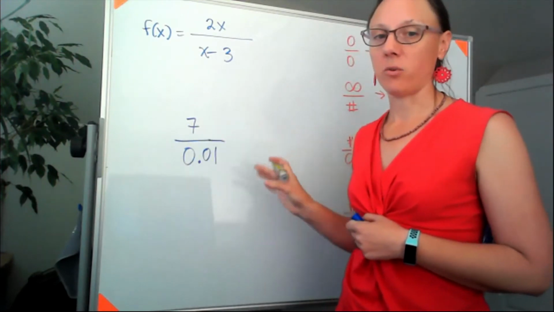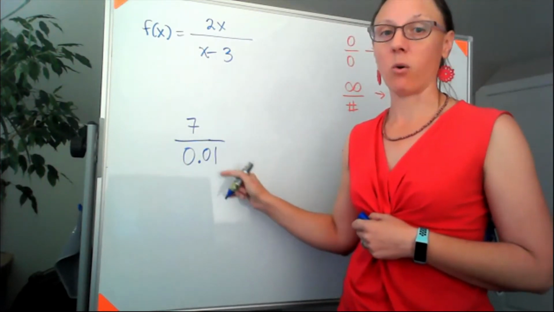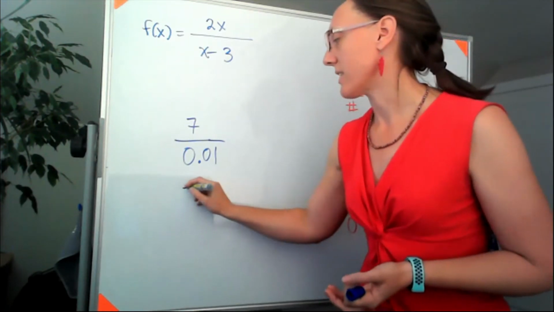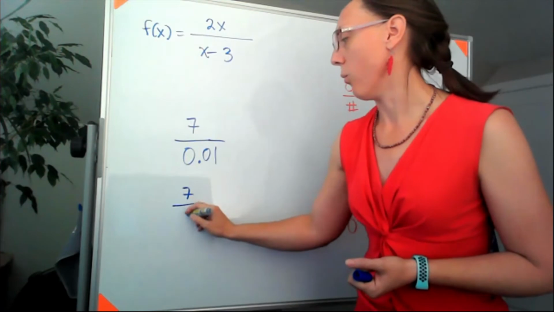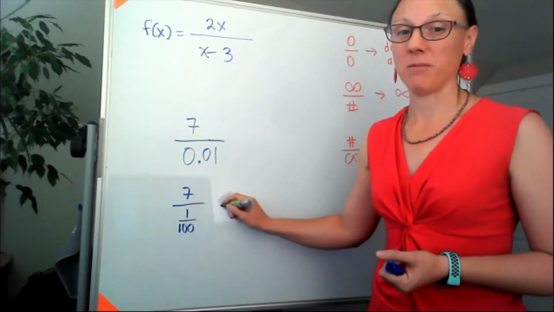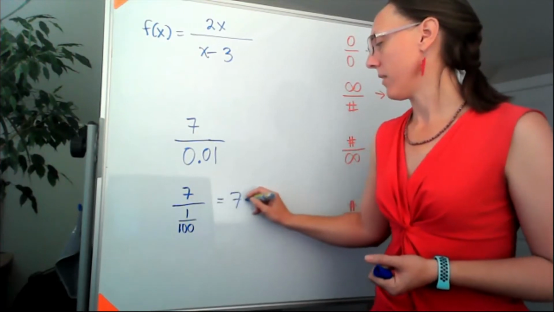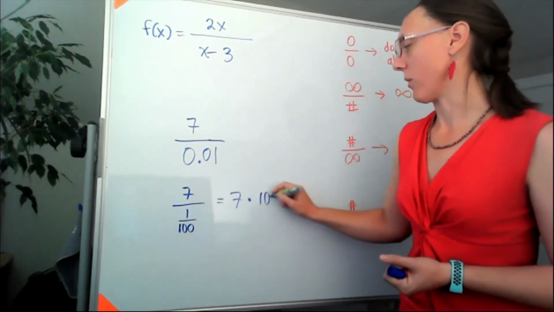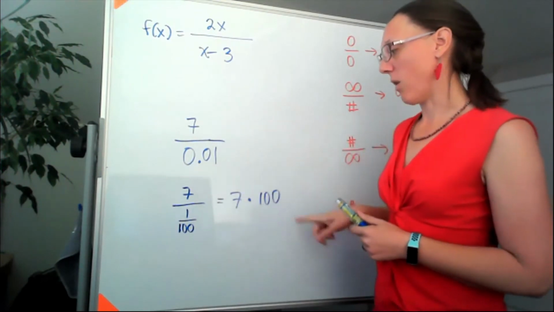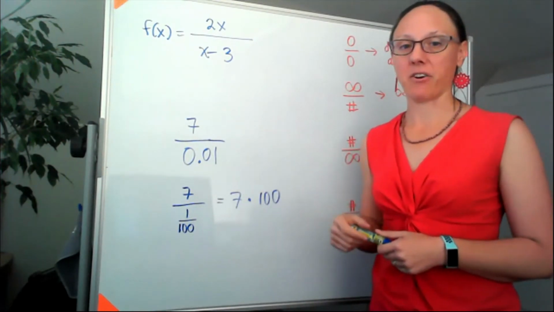Well, if I wanted to know what this was equal to, that 0.01, the other way that we can write that is as a fraction. So this would look like 7 divided by 1 over 100. And then dividing by a fraction is the same as multiplying by its reciprocal. So 7 divided by 0.01 leads us to 700.